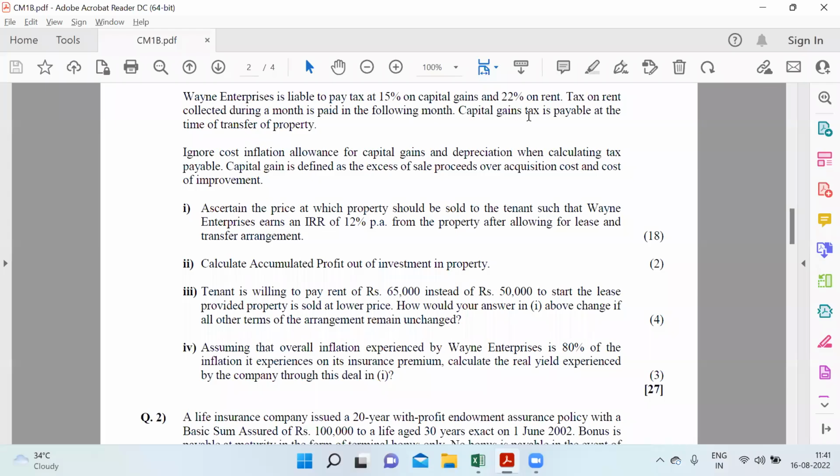Then assuming that the overall inflation experienced by Wayne Enterprises is 80% of the inflation it experiences on its insurance premium.